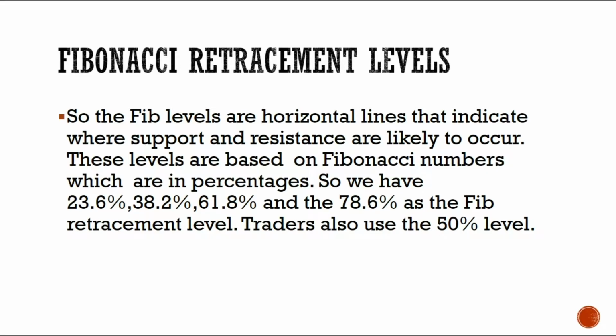Fibonacci retracement levels. The Fib levels are horizontal lines that indicate where support and resistance are likely to occur. These levels are based on Fib numbers, which are in percentage. So we have the 23.6, the 38.2, the 61.8, and the 78.6 as the Fib retracement levels. Traders also use the 50 level of retracement level, which is also good.